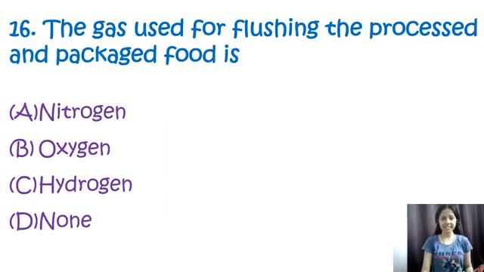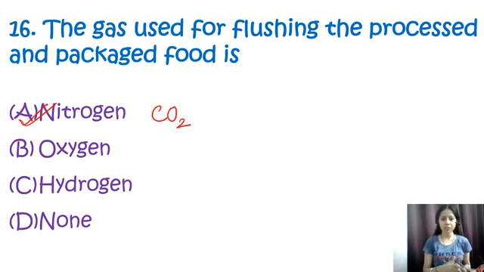Question number 16. The gas used for flushing the processed and packaged food is. Options are nitrogen, oxygen, hydrogen, and none. So over here my correct option will be option A, that is nitrogen gas. Along with nitrogen, carbon dioxide gas is also used.